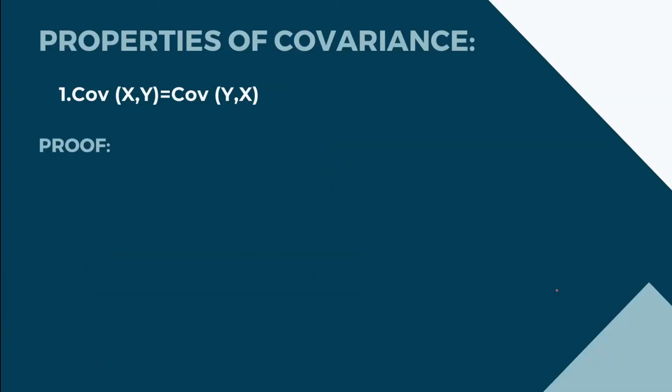So let us start with the first property. Covariance between x and y is same as covariance between y and x. Now consider the left hand side. Covariance x comma y, by definition it is 1 upon n summation xi minus x bar into yi minus y bar.